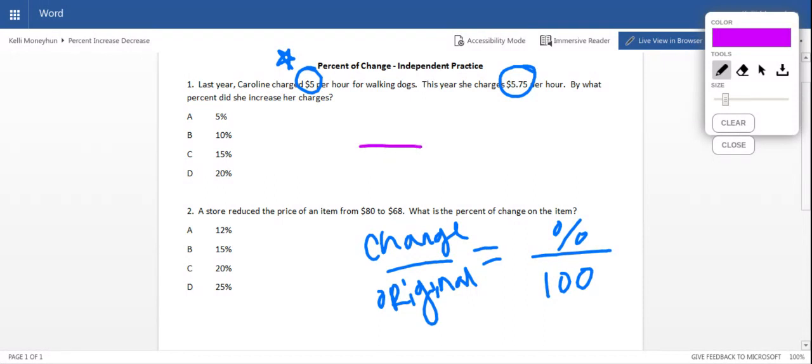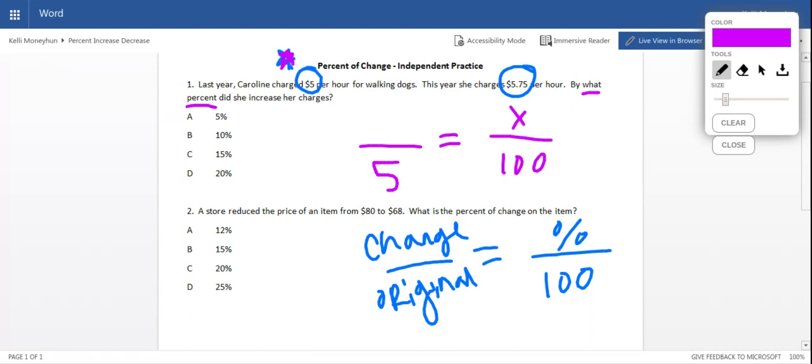Okay, let's go ahead. So let's set up our proportion for this problem. So first, let's do the percent over 100. The question is asking by what percent. So we don't know the percent. So the x is going to be where the percent goes, and our 100 always stays in the same spot. Okay, our bottom left is our original. Okay, we put our star by $5, so $5 is going to go here.